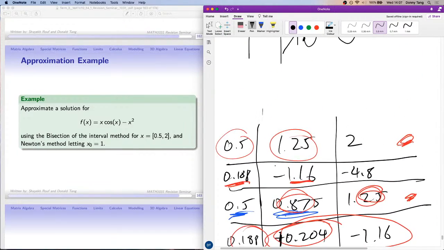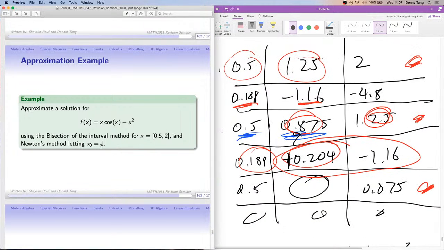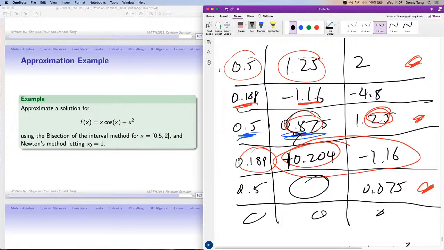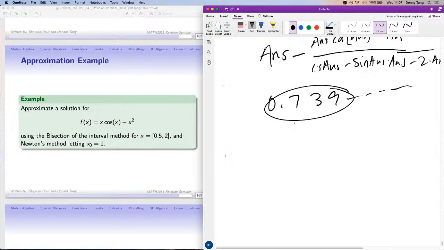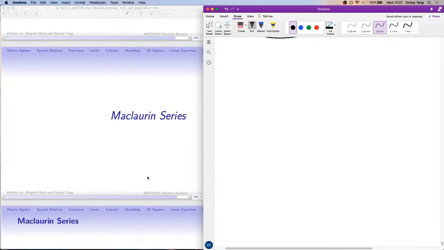As for our bisection of the interval, we got sort of close. We were given an interval of 0.5 to 2 and ended up with 0.75. So that's close enough. Okay, now we can move on.